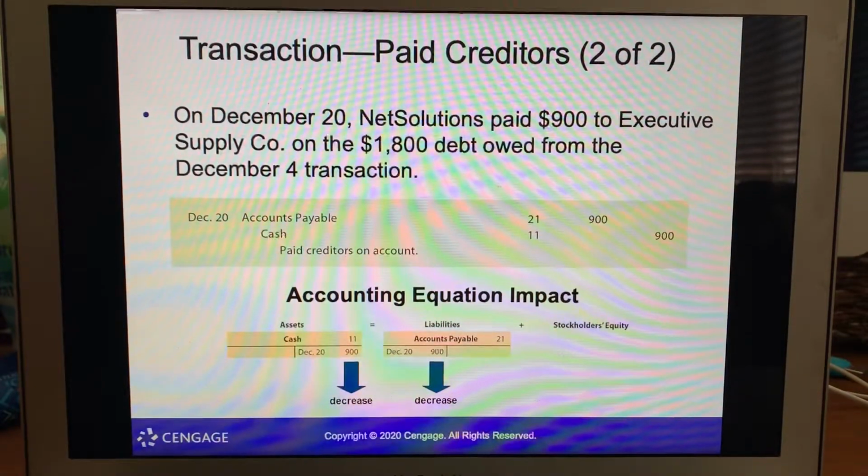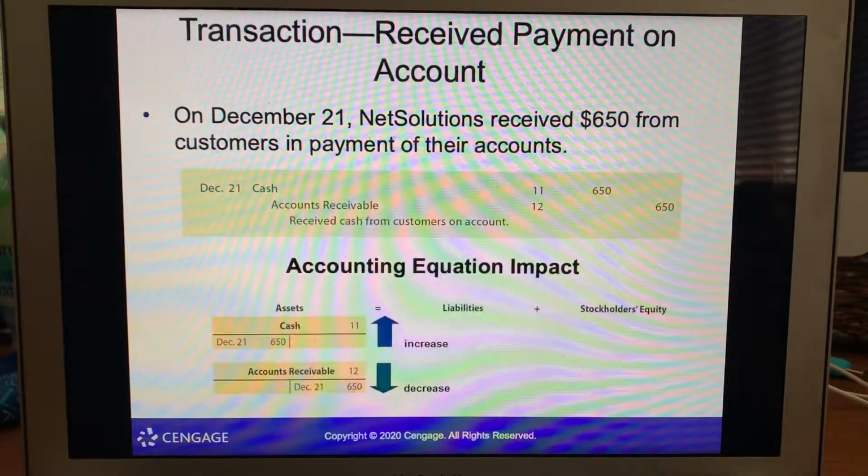Next, we look at paid creditors. On December 20, accounts payable of $900 comes out of our cash account. Accounts payable is account number 21. So our cash is going to decrease by $900. The impact is right there on the bottom. Cash decreases, accounts payable decreases as well.